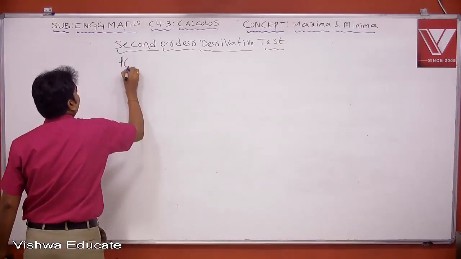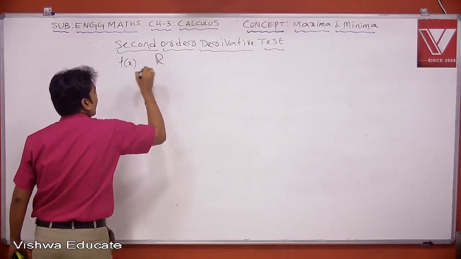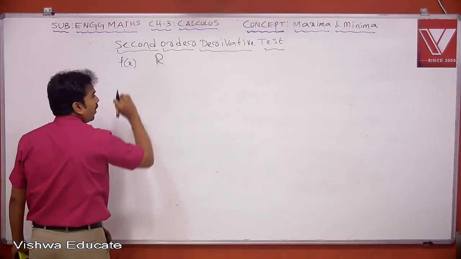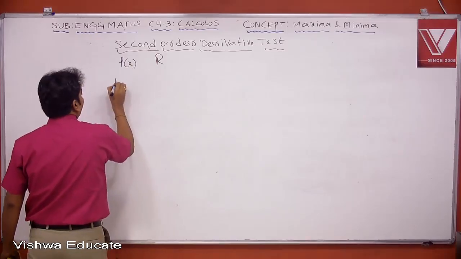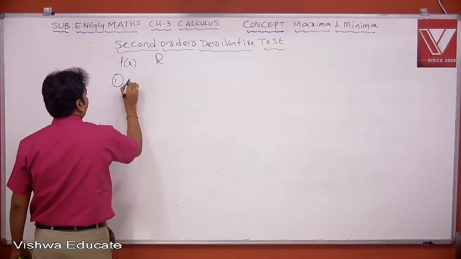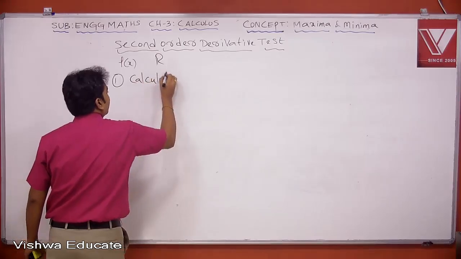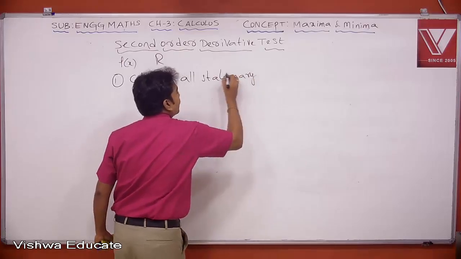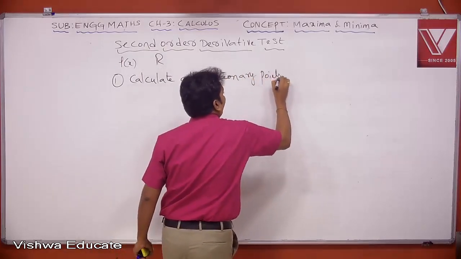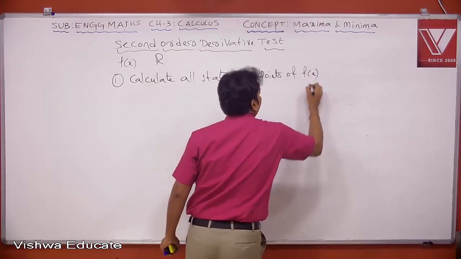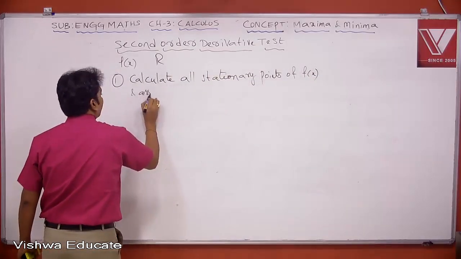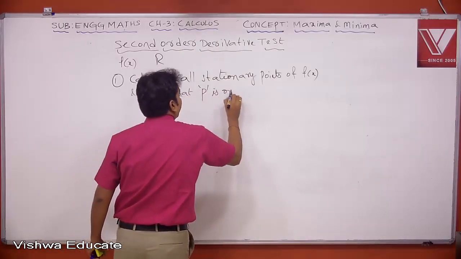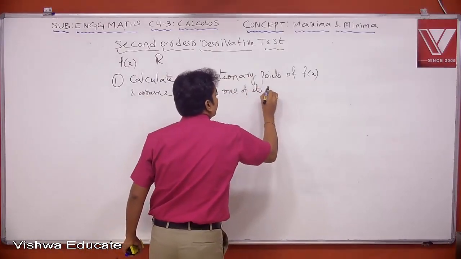Suppose we have a function f of x defined over set of real numbers R. I need to find its maximum and minimum values over the domain R. Now we have 5 steps. Let us discuss one by one. First one is calculate all stationary points of f of x, and assume that P is one of its stationary points.